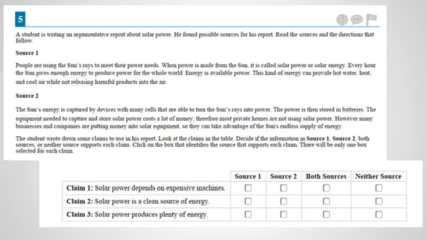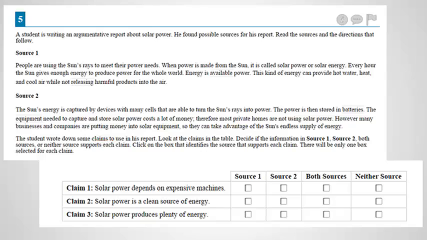I'm thinking that in order for students to accomplish this task, they will need to know the definition of these words: argumentative report, sources, and claim. They will also need to know how to identify information from sources to support the claim.